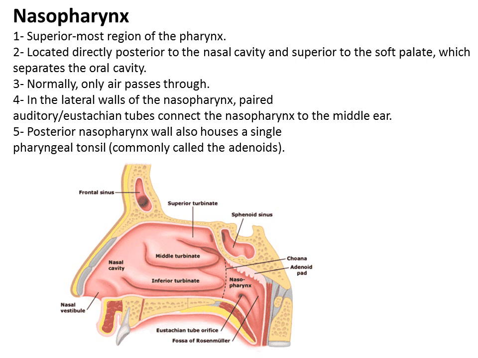Nasopharynx: the superior-most region of the pharynx, located directly posterior to the nasal cavity and superior to the soft palate, which separates it from the oral cavity. Normally, only air passes through. In the lateral wall of the nasopharynx, paired auditory eustachian tubes connect the nasopharynx to the middle ear. The posterior nasopharynx wall also houses a single pharyngeal tonsil, commonly called the adenoid.